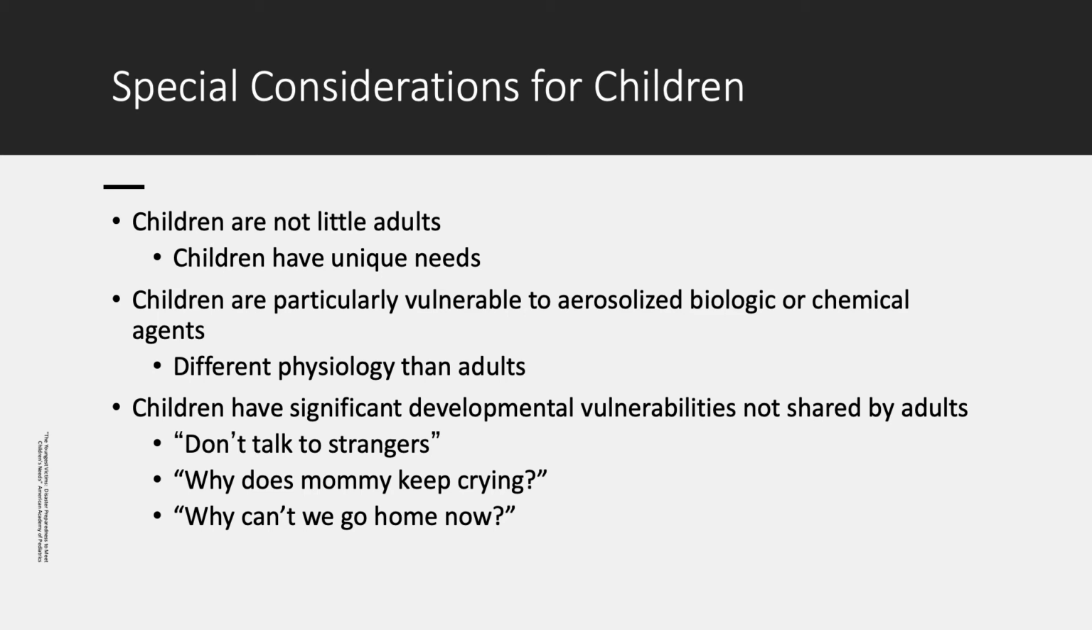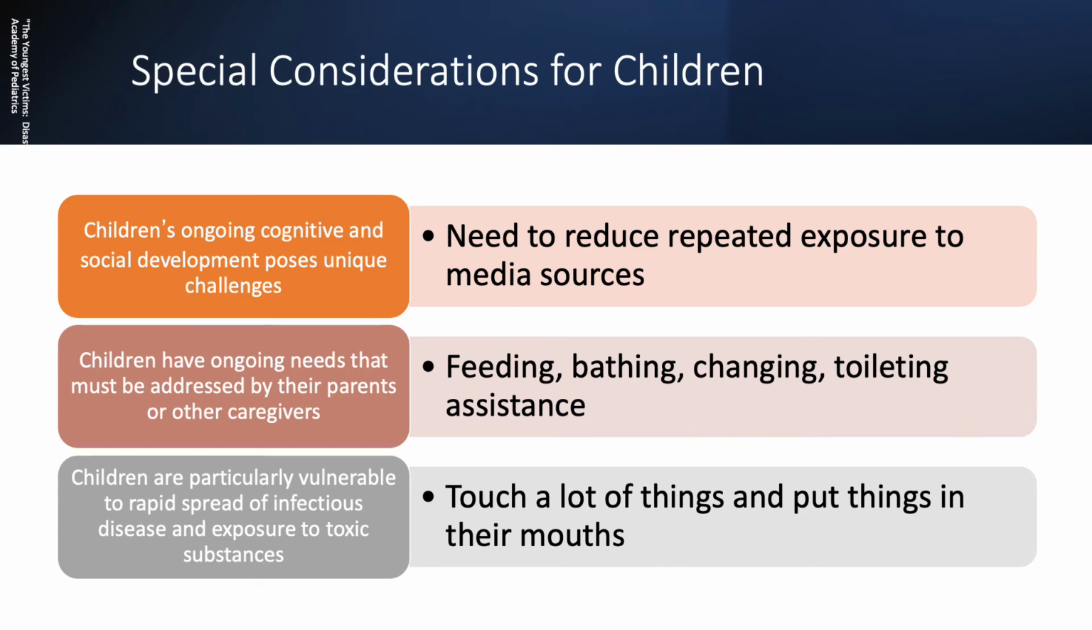Children have significant developmental vulnerabilities not shared by adults. For example, they're told, don't talk to strangers. They may have questions about why mommy keeps crying and why can't we go home now? This is obviously far different than adults. Children's ongoing cognitive and social development processes also pose unique challenges. We need to reduce repeated exposure to media sources, and this is really hard because parents want to play it continually, friends and family want to play it continually, but it is not helpful for children.